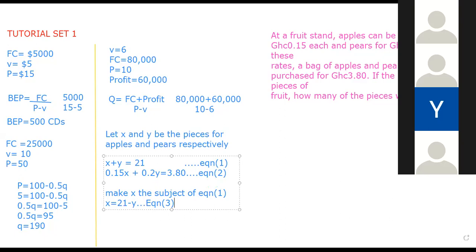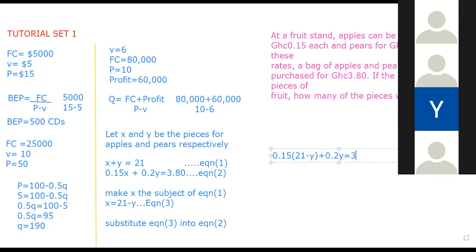Then we substitute equation three into equation two. While we see X, we put whatever it equals, so we'll get 0.15 into bracket 21 minus Y plus 0.2Y, equal to 3.80. Then we solve for Y. Please, I hope you are following.